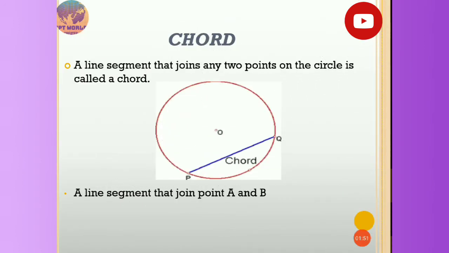Chord. A line segment that joins any two points on the circle is called a chord. A line segment that joins points A and B.